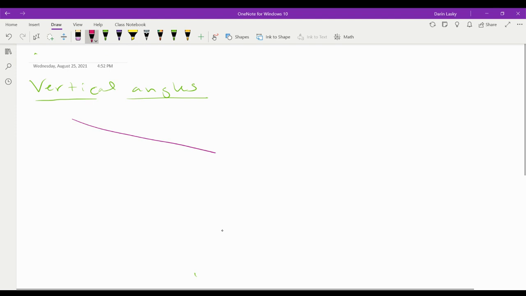So we'll just do two different colors here. And we have two lines that cross, right? If we have two lines that cross, it creates four angles. So when two lines cross, it creates four angles. Once they cross, I'll just label it right now as angle 1, angle 2, angle 3, and let's say this is angle 4.